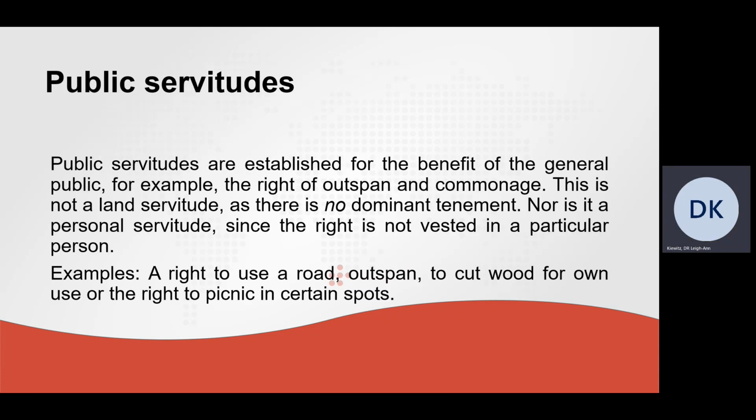A public servitude. Public servitudes are established for the benefit of the general public, for example, the right of outspan and commonage. This is not a land servitude as there is no dominant tenement, nor is it a personal servitude since the right is not vested in a particular person. Examples of a public servitude would be a right to use a road, outspan, to cut wood for own use, or the right to picnic in certain spots.